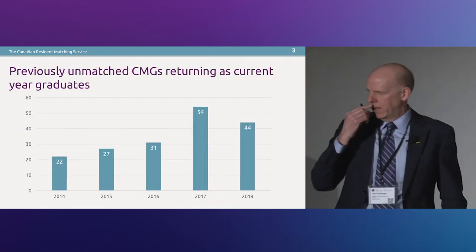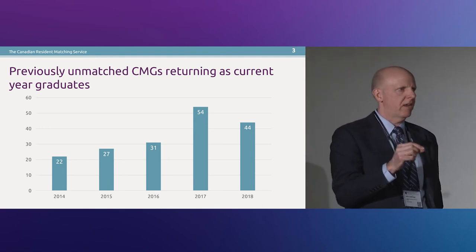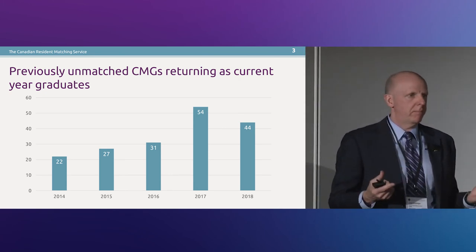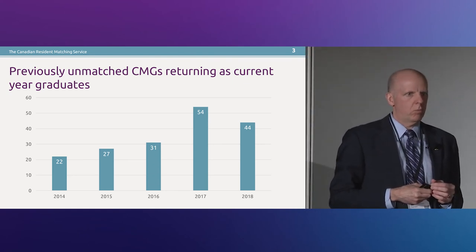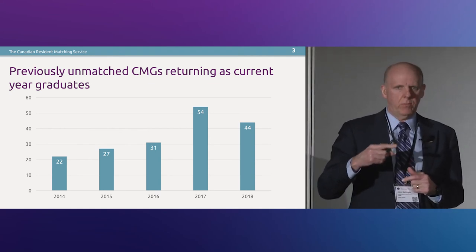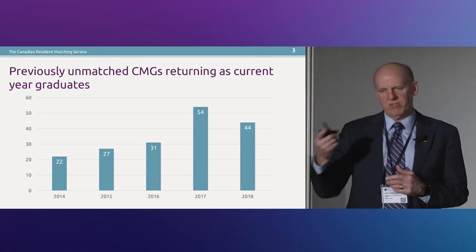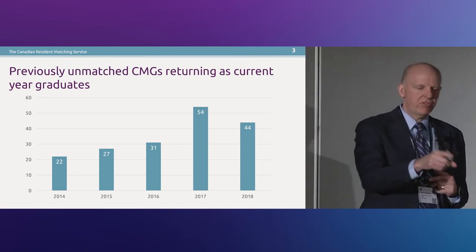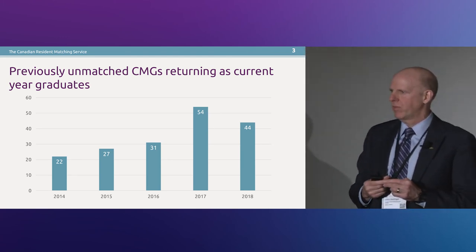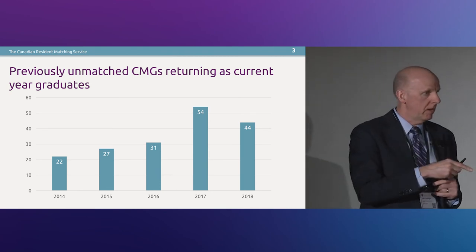So I mentioned the definition of current year grad is as defined by the class list received from the medical schools. There are people who have been on that current year list more than one year. So people who participated in a match and then did not match and then went back to, in some cases, the fifth year or fourth year, will be seen again on a subsequent class list. And these are the numbers for the last 5 years. So in 2018, there were 44 people on the current year class list who had previously participated but had not been matched.